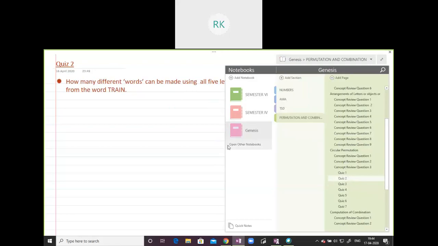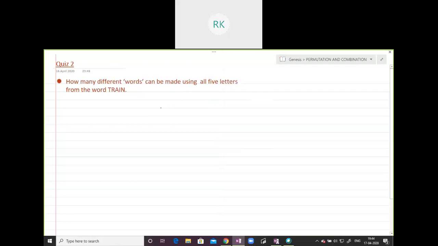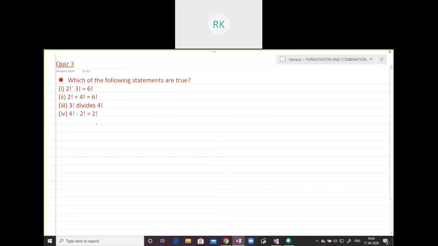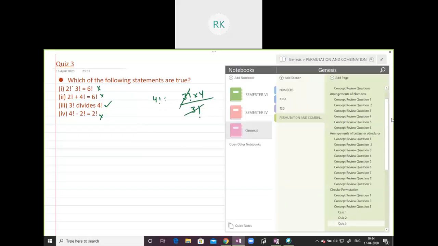What about this one? The word is strain. Very simple, no? 5 factorial, I think, isn't it? 120. And what about this? Which is the correct option? Wrong, wrong, right, wrong. Right, right. Because 4 factorial, how do we write? 3 factorial into 4 we can write, isn't it? So we'll divide. So next one.